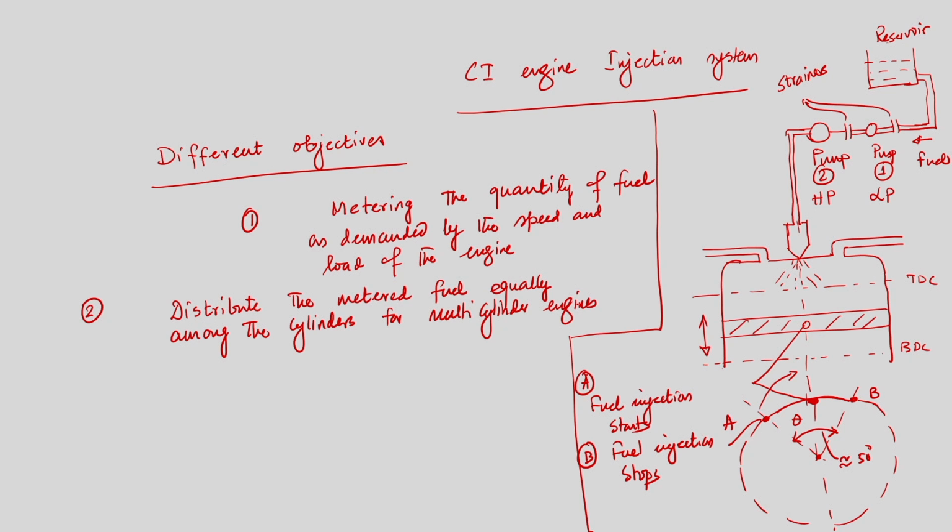Normally, CI engines are basically heavy vehicles. Heavy vehicles are basically having compression ignition engines. Now, for that heavy vehicle we need to have multiple cylinders. So, the objective of the metering system is not only to meter the quantity of fuel which is required, as demanded by the speed and load of the engine. Rather, it will also have another objective: it will distribute the metered fuel equally among the cylinders for a multi-cylinder engine.